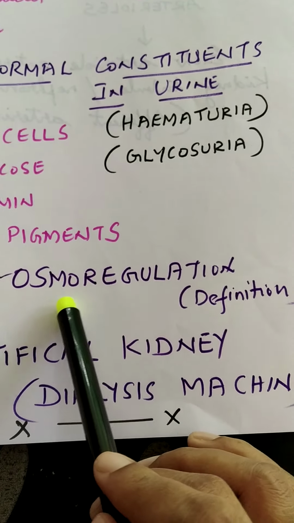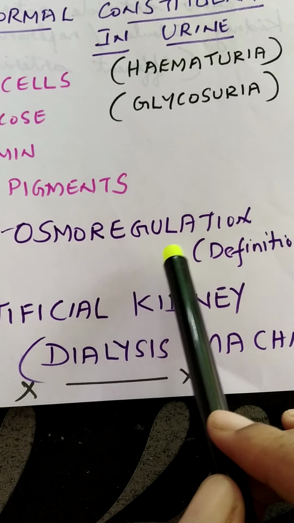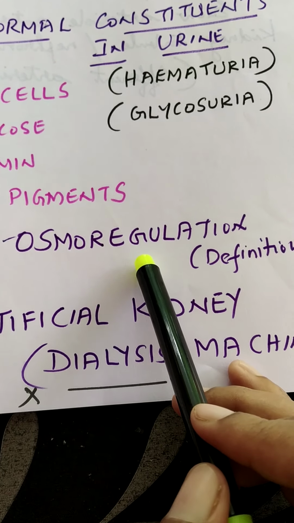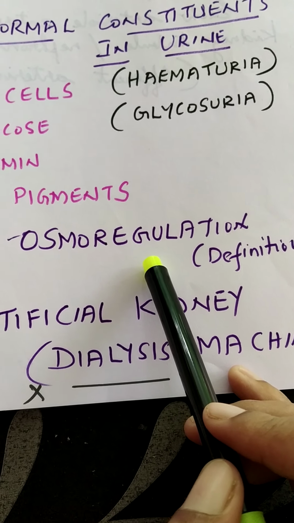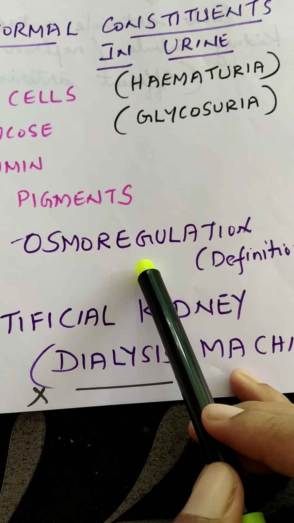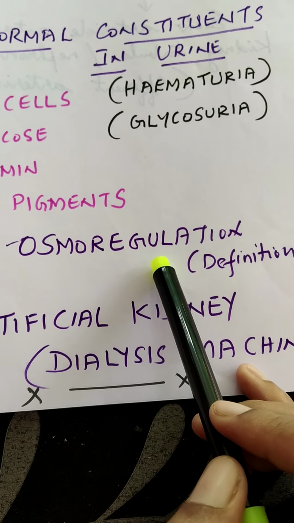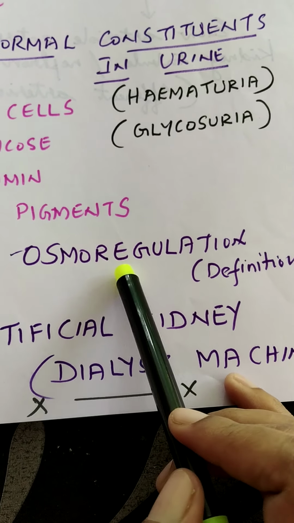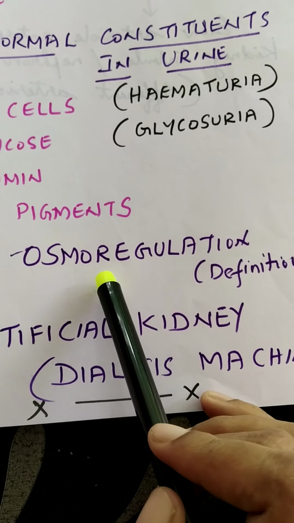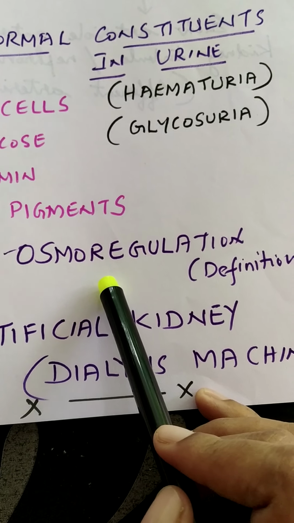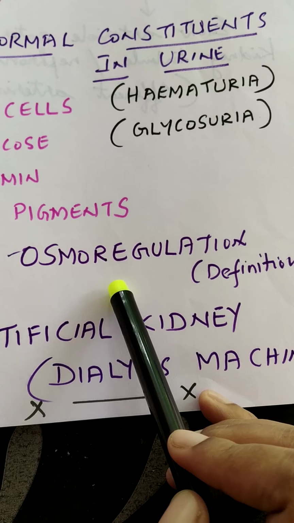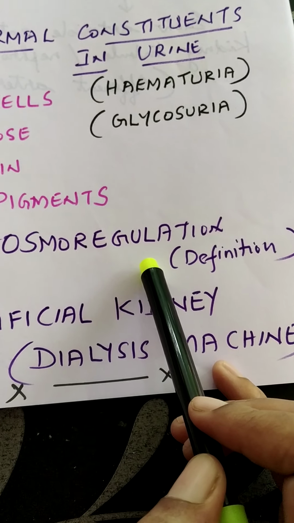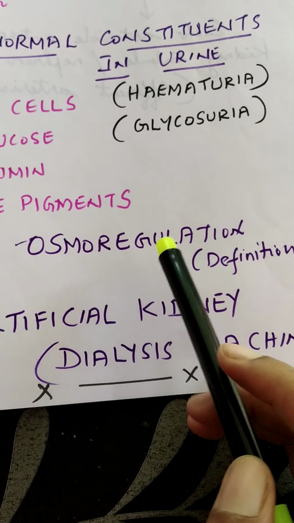Now moving on to the term osmoregulation. Actually, this is the function of the kidney. So kidney, while helping in removal of the urea from the blood, also helps in maintaining the concentration of water and salts in our body. So that property we call osmoregulation, or osmoregulation refers to the maintenance of osmotic pressure of the blood by regulating the amount of water and salt components in it.